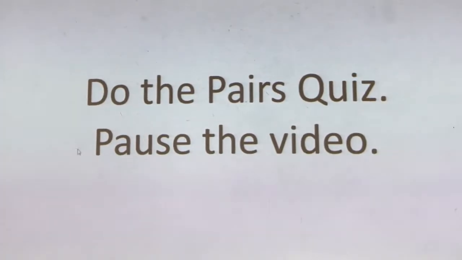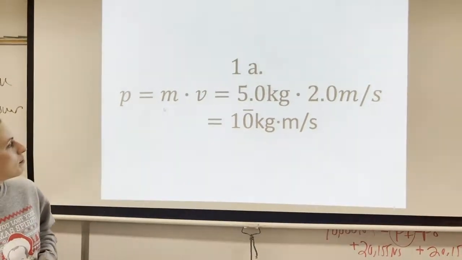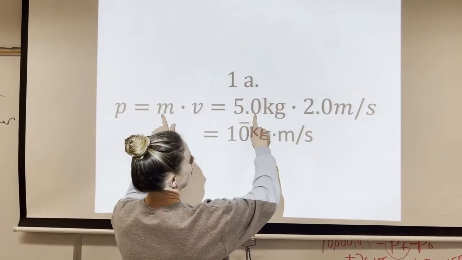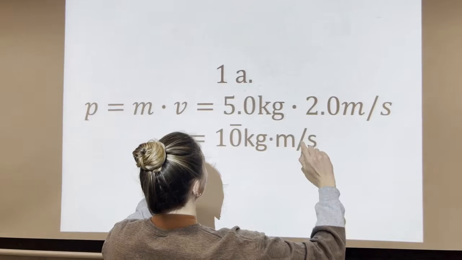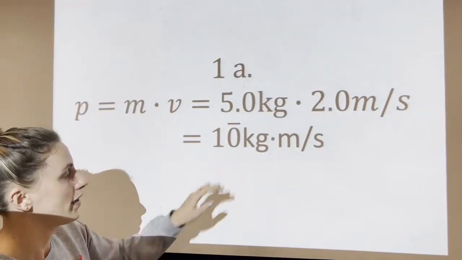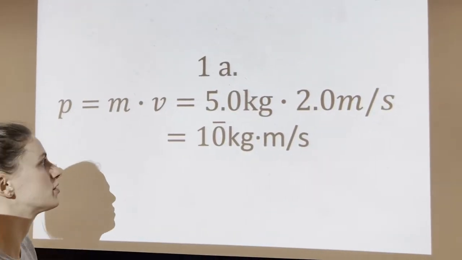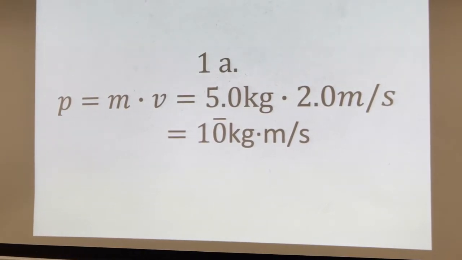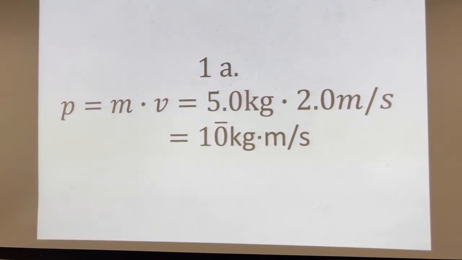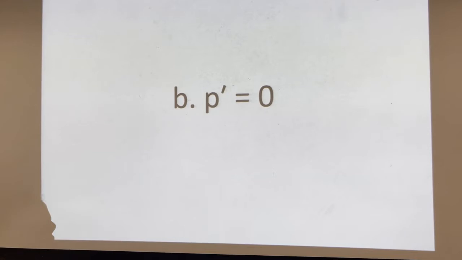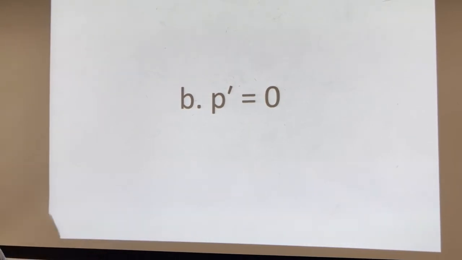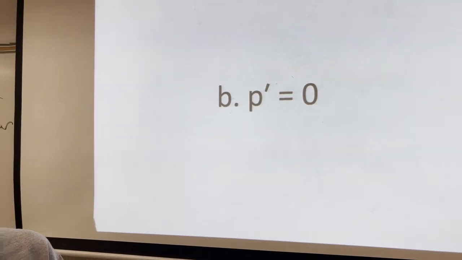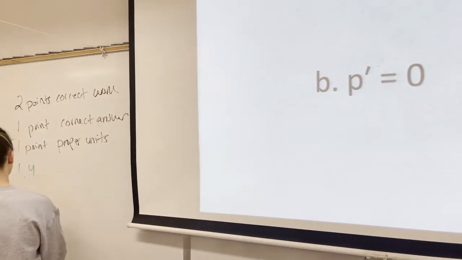Okay. So for number 1, you should have that momentum equals mass times velocity, mass being 5 kilograms, velocity being 2 meters per second, and that gives us 10 kilogram meters per second. 2 points showing your work, 1 point for 10, 1 point for kilogram meters per second, 4 points possible. For letter 1B, you should have that the final momentum is 0. 2 points for this one.